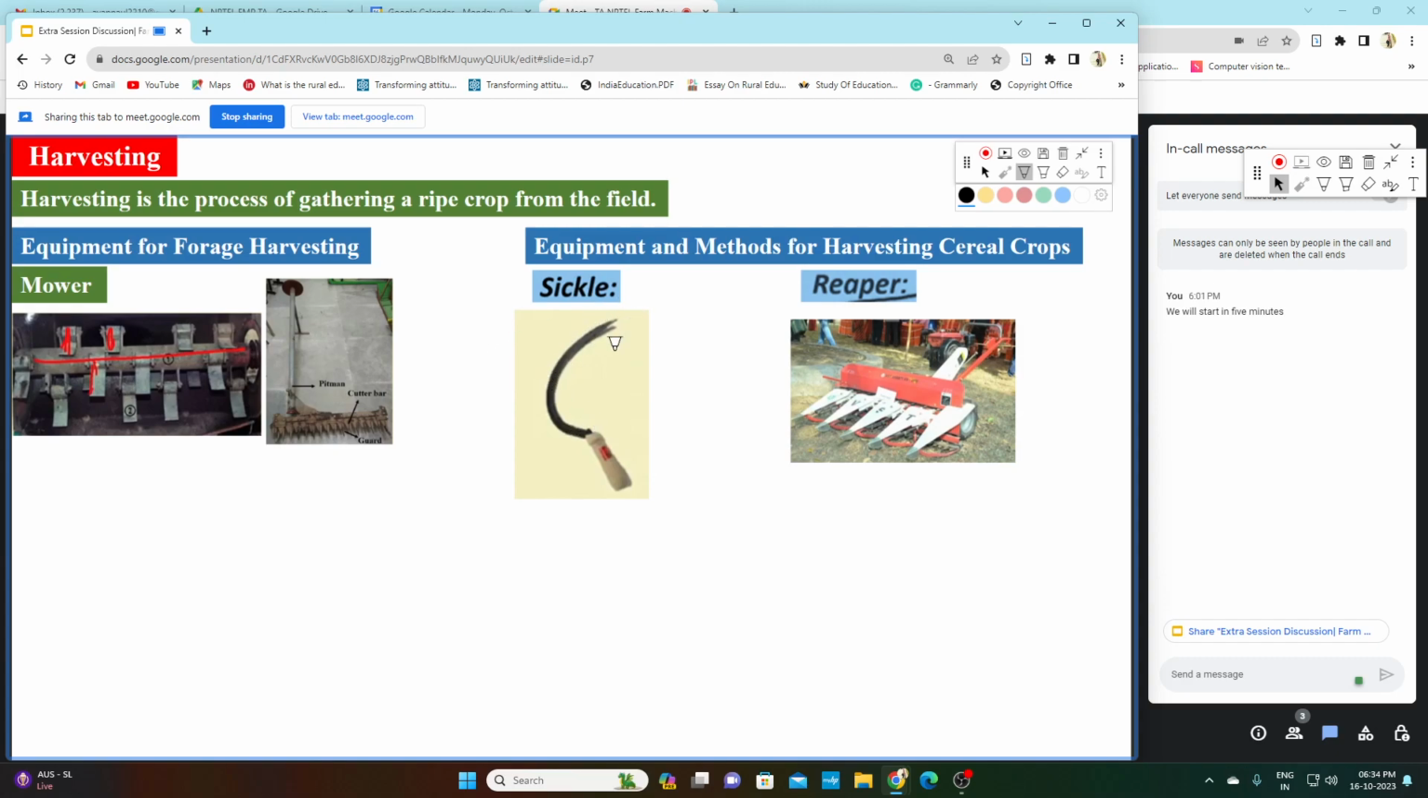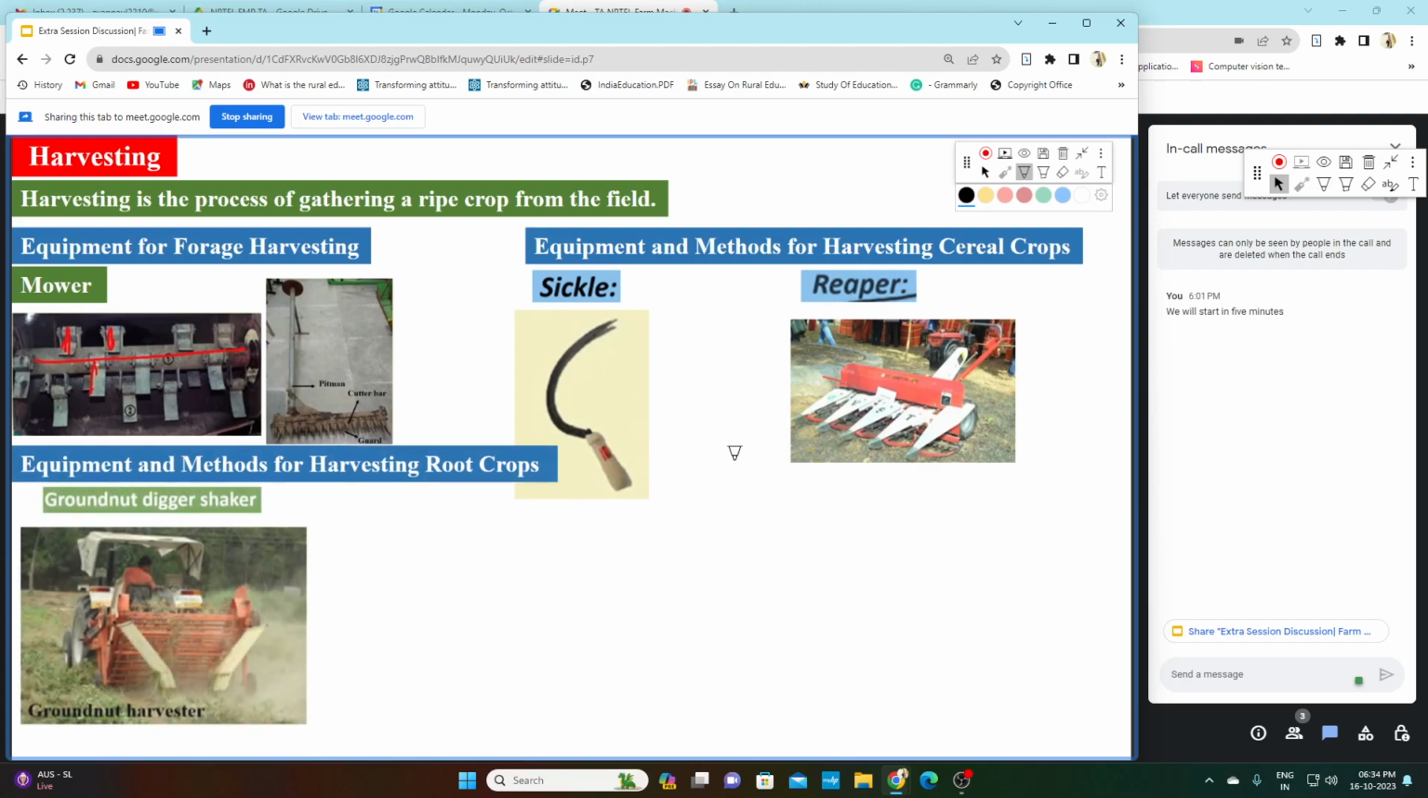Sickle, you can see this is a blade and this is the handle portion. Then we have the second equipment that is known as a reaper. This reaper is a mechanical equipment and it has more field capacity than the sickle, because a sickle will take more time to cover a particular area, but a reaper will cover that particular area in very less time. So these are the two major implements for harvesting cereal crops.